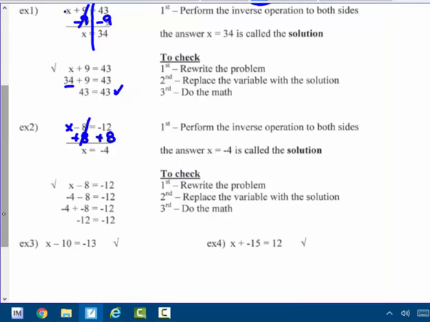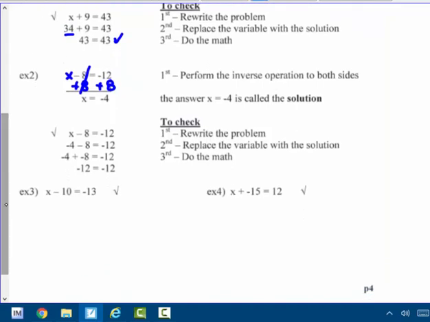Then you'll be exact. And the last thing we're going to do is check. So I rewrite the equation, the original problem. x minus 8 equals negative 12. Negative 4 minus 8 equals negative 12. Ooh, negative 4 plus negative 8, same signs, add and keep. 4 plus 8 is 12, and keep negative 12. Negative 12 equals negative 12. Yippee, I did the check.